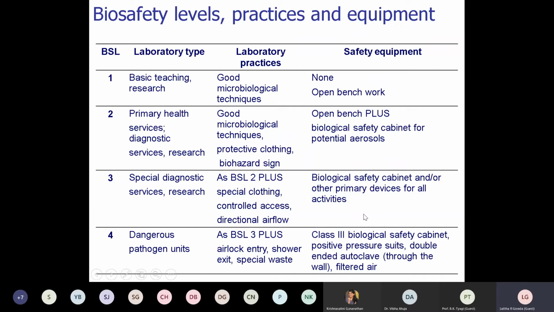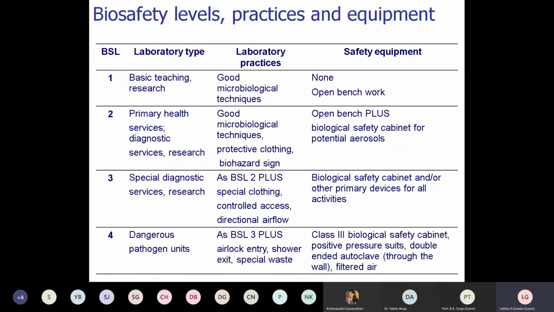Biosafety level four is the highest level, which includes all these three, plus it should have an airlock entry. There should be security, very important. There is a shower so that you shower after working in the laboratory. And there are special waste disposal mechanisms, including the treatment of the water that leaves the lab. And you have to wear positive pressure suits. I'm sure all of you have seen the way, currently for the coronavirus, what everybody is wearing. So this is mainly when you're working with microorganisms, to protect not only you, but also the environment.